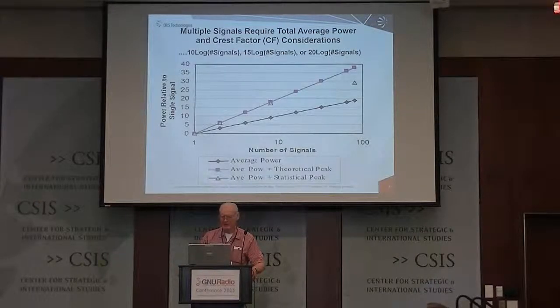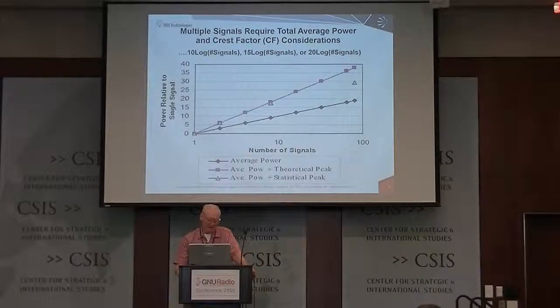So how do we calculate the total RF power that your radio is seeing? Hopefully some of you know what stress factor is. Stress factor is how you calculate the total power. That is, if you had 10 signals of about the same amplitude, then their actual average power would be 10 log the number of signals, or in this case, 10 dB. 100 signals would be 20 dB. But now, that is just the average power.